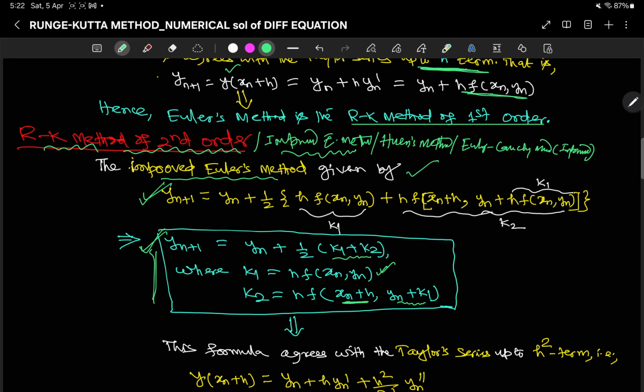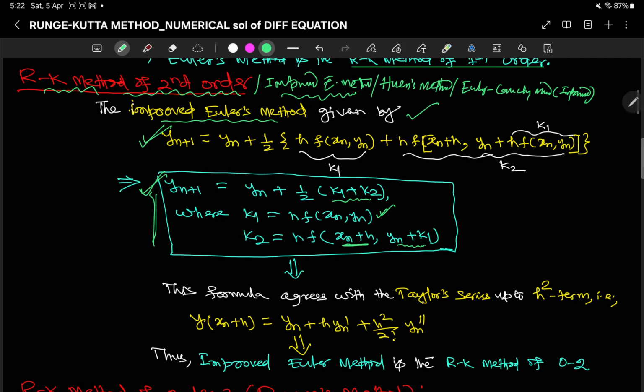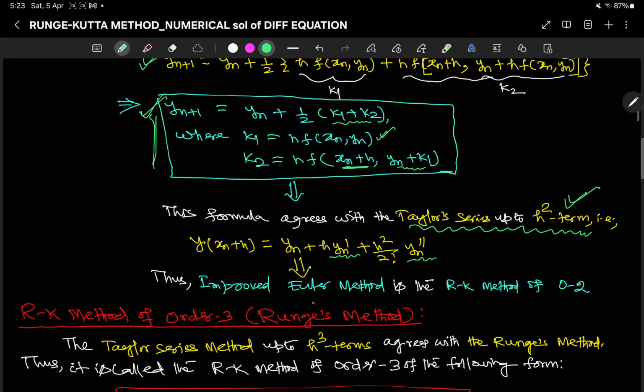For solving the problem, just remember the formula without going deep into the theory. But for the deep learners, the basic correlations and the theory are essential. Okay, and this method agrees with the Taylor series up to the h square term, right? That is y x n plus h is y x n plus h y dash x n plus h square by 2 factorial y double dash x n, or I write in short y n. So thus the improved Euler method is the RK method of order 2 because it agrees with the h to the power 2 term.